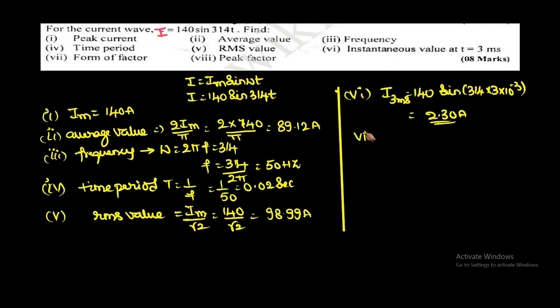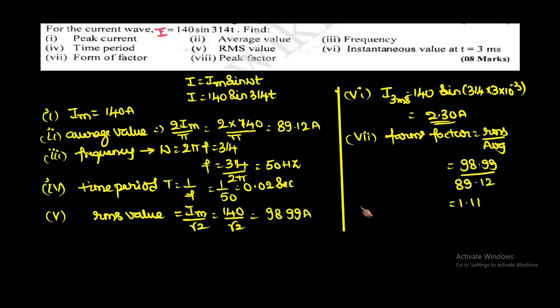Next question is seventh question, form factor. You know the form factor formula: form factor will be RMS value divided by average value. So RMS value is how much you got, that is 98.99, and average value you got as 89.12. So if you do this division, you are going to get 1.11.